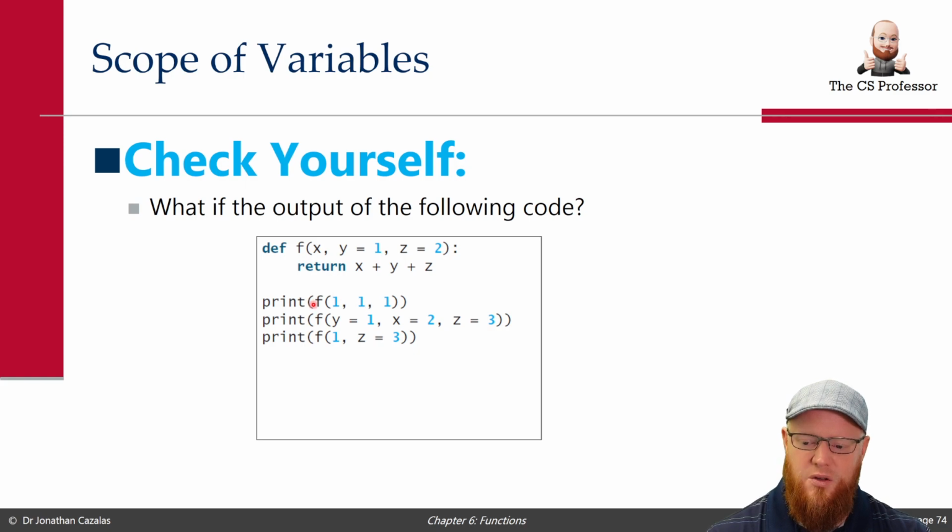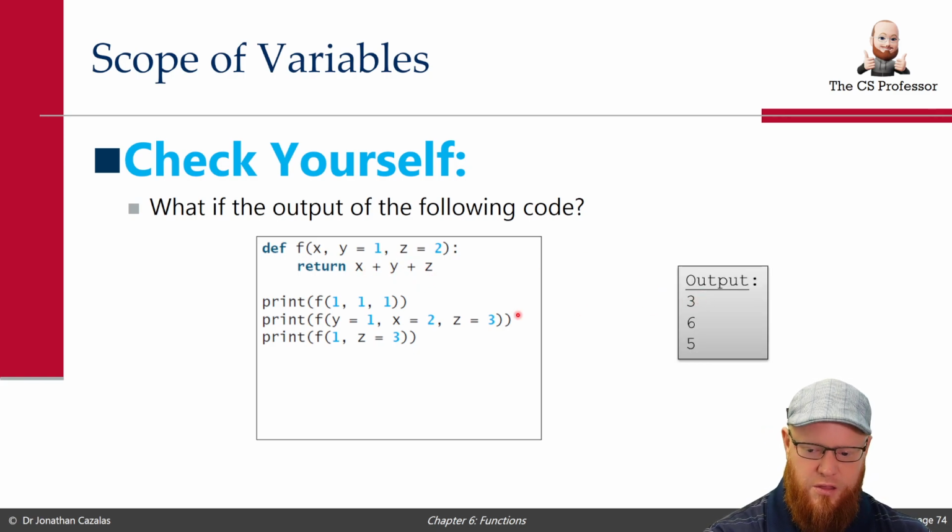So let's go through these examples. Here, we're calling the function f, and we're sending over 3 values. 1 goes to x, this 1 goes to y, and this 1 goes to z. So z will no longer be 2, z will be 1. And so when we return x plus y plus z, 1 plus 1 plus 1, we will return a 3.